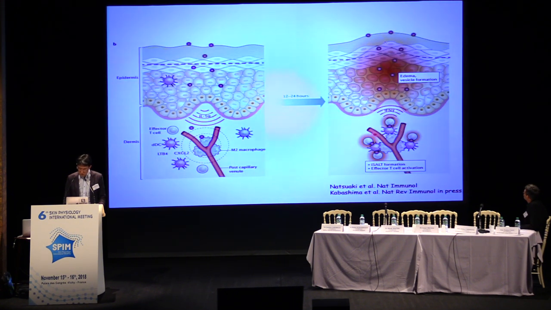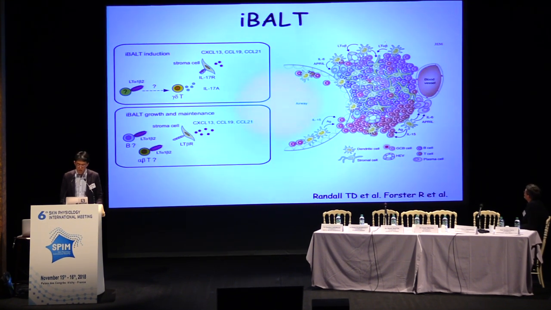So the post-capillary venule is a very specific site where memory T cells and dermal dendritic cells accumulate at this area. So post-capillary venules are a very important site. And this story is also applicable to other peripheral organs, including lung.